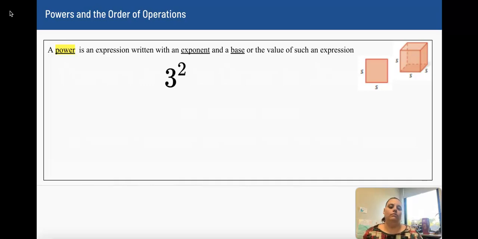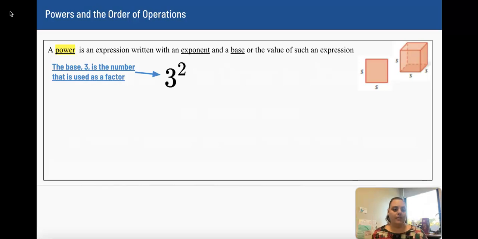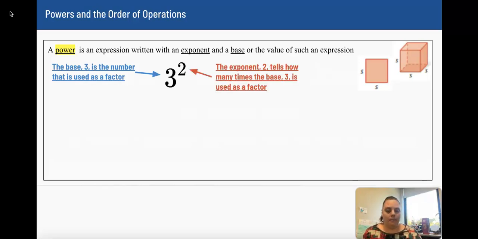So a power is an expression written with an exponent and a base, or it's the value of that expression. Here, 3 squared is an example of a power. We can see that 3 is the base. This is the number that is being used as a factor. And 2, the exponent, tells us how many times the base is used as a factor. So in this case, we would be doing 3 times 3 because we are using the base of 3 twice.